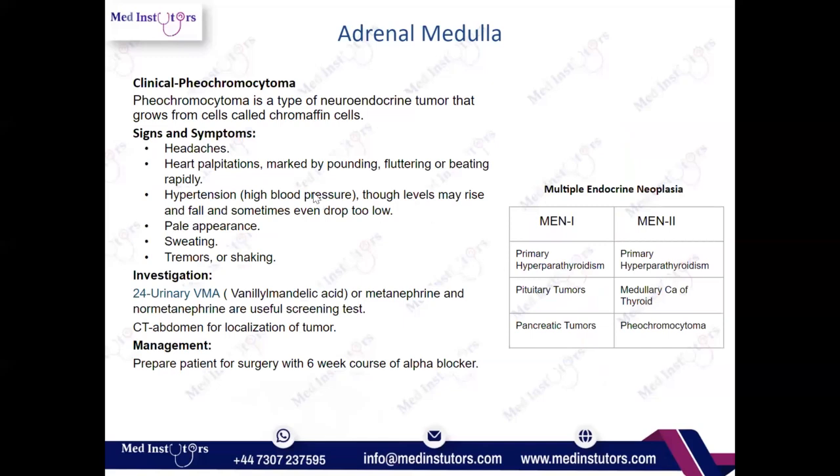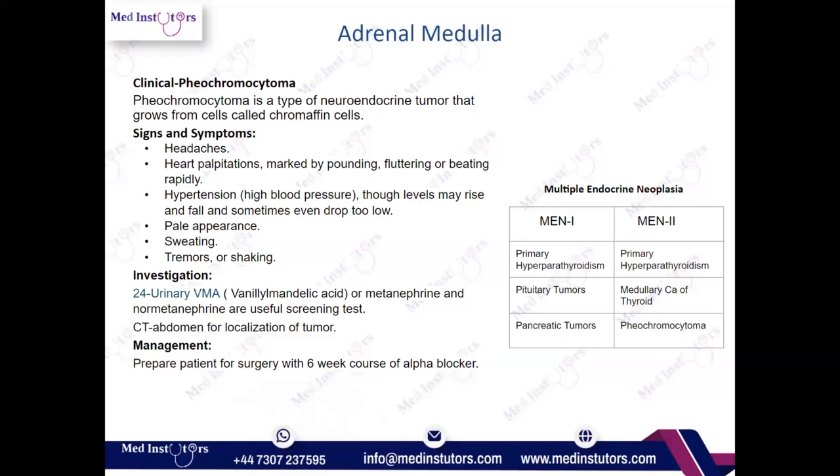So what are the clinical features of pheochromocytoma? Headache, palpitations. Why palpitations? Because the patient has high catecholamines, and we know these catecholamines are released during the fight or flight response. We all experience this. If we saw a big lion in front of us, we would get palpitations. That is our neurotransmitters working at the moment, marked by pounding, fluttering, or beating rapidly. Hypertension, yes, because of those catecholamines. Pale appearance. You can simply imagine this is some overactivity of your sympathetic system.